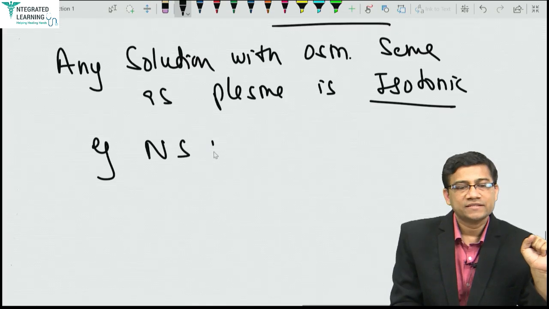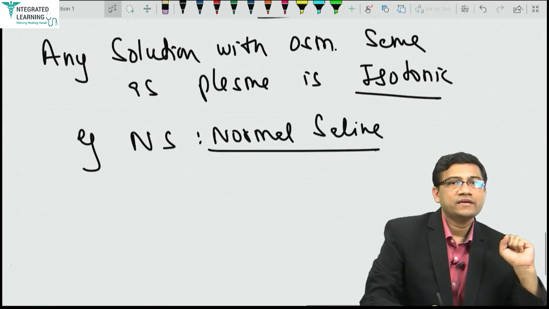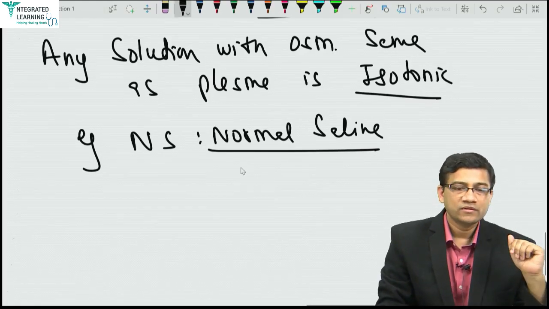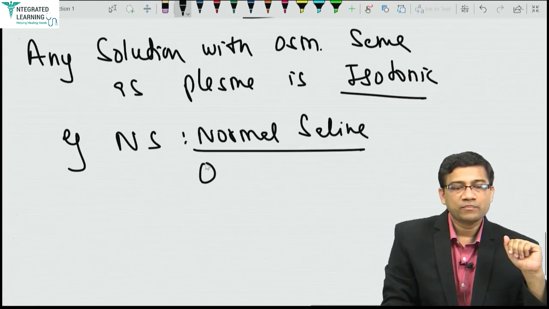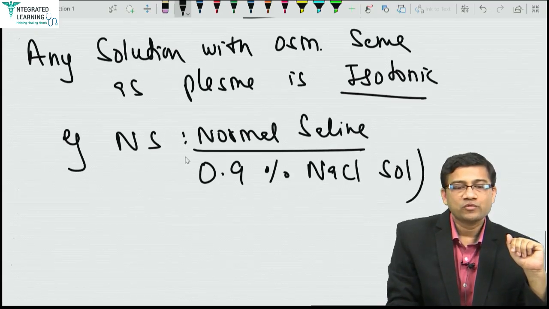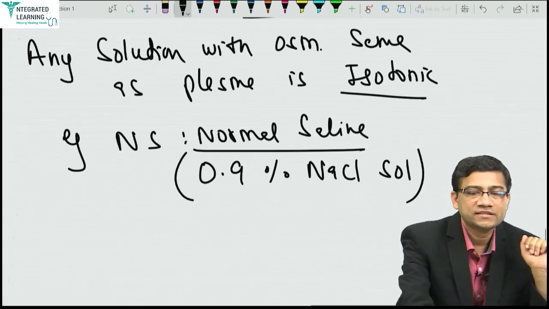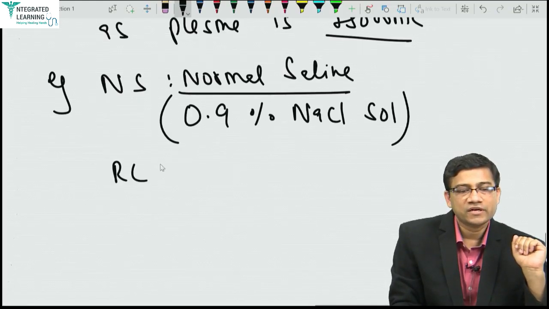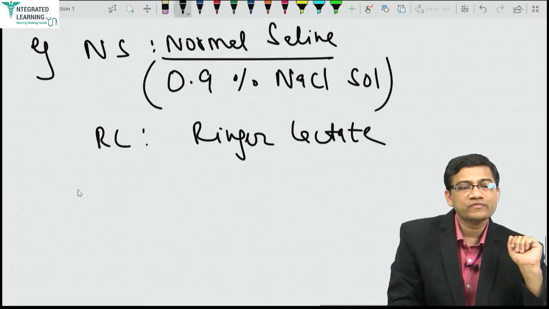Example, NS, that is normal saline. So what is NS? It is normal saline. And it is made by what? 0.9% NaCl solution. That means you have to add 0.9 gram salt in 100 ml of water. You get 0.9% NaCl. Then we have RL, that is ringer lactate. Very favorite fluid in burn patients, ringer lactate. And also we can use what?